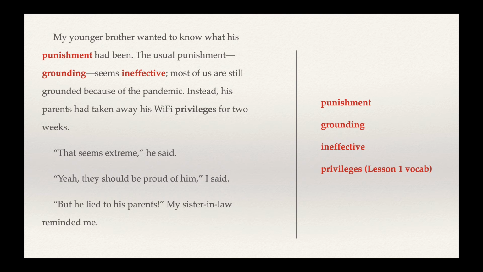But grounding is what many American parents do. It's when they don't allow their kids to go out. So they can't go to see their friends. They can't go to parties. They can't go hang out with their friends. But in this situation, grounding is ineffective. Ineffective means it doesn't work. Because most of us are still grounded. We can't go out because of the pandemic.